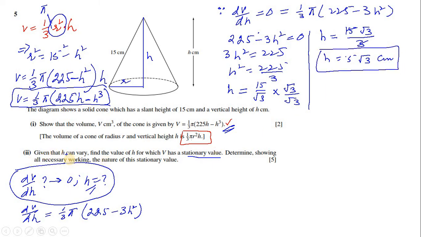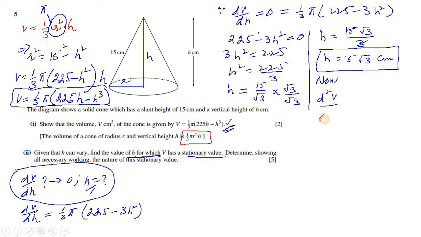That's what you need to find. Given that h can vary, find the value of h. This is the value of h for which we have a stationary value. Next, we need to find the nature of this value, whether at 5 root 3 we have a maximum or a minimum value of the volume. So we need to find now the second derivative.